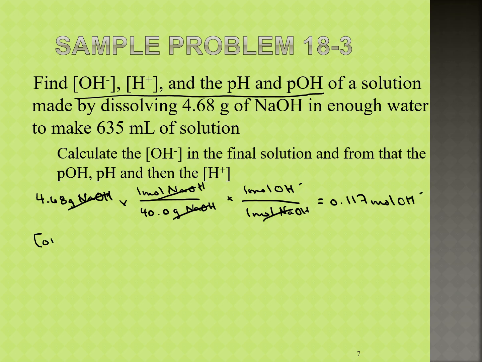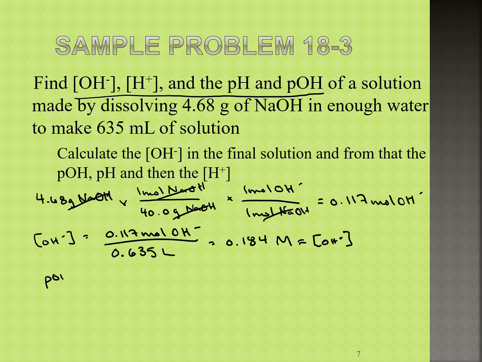If I want the concentration of OH, we're going to do moles per liter. So 0.117 moles of hydroxide, and the volume was given to us in the problem: 635 milliliters, which we need in liters, 0.635 liters. And we have 0.184 molar. Now we have the molarity of hydroxide, so that is our OH concentration. That's one of our 4 pieces of information. Now we can find the other 3.